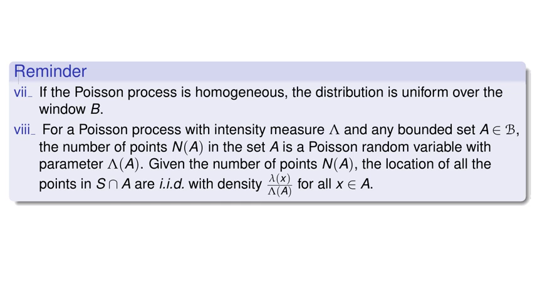Continuing the reminder, seventh, if the Poisson process is homogeneous, meaning lambda of x is a constant, then this conditional distribution of points within the window B becomes uniform over B. Eighth, a summary: for a Poisson process with intensity measure lambda, and for any bounded set A in script B, the number of points N of A in that set is a Poisson random variable with parameter lambda of A. Crucially, given the number of points N of A, the locations of all the points in S intersect A are independent and identically distributed, IID, with the probability density function given by lambda of x divided by lambda of A for all x in A, assuming an intensity density lambda of x exists.